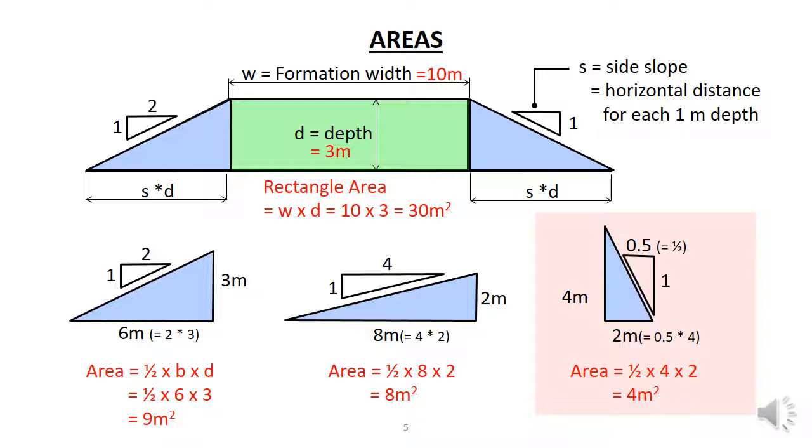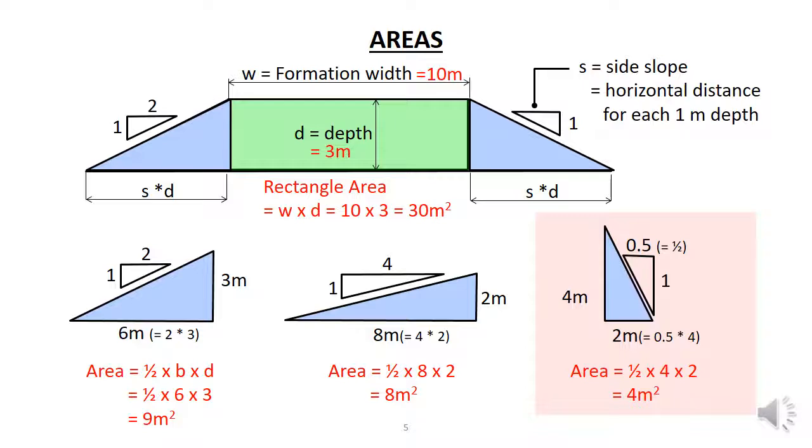Determining the area of the whole shape involves adding all of the areas together. So in the example above, we have a fill embankment with a formation width of 10 meters, a depth of 3 meters, and side slopes of 1 and 2. Notice that we looked at the 1 and 2 side slopes in the first triangle. There is a rectangular area of 30 square meters and two triangular areas, each with an area of 9 square meters. We calculated those in the bottom left example.